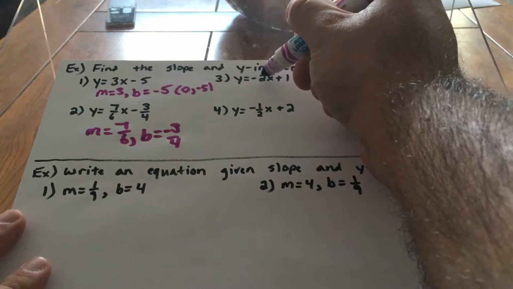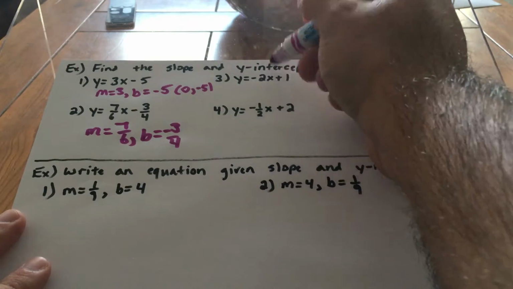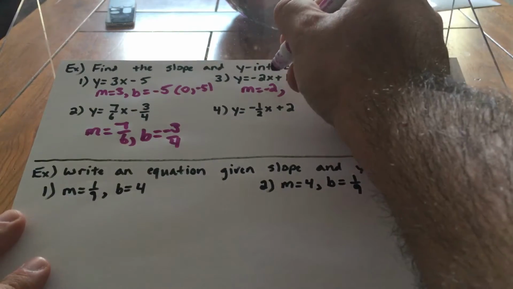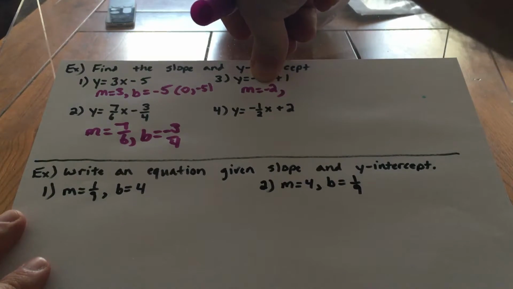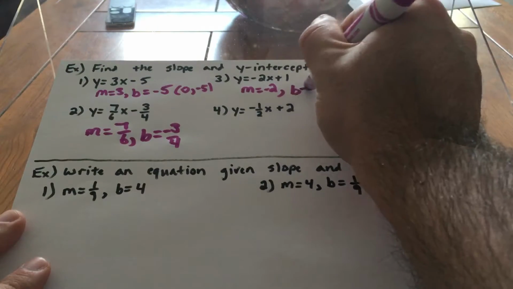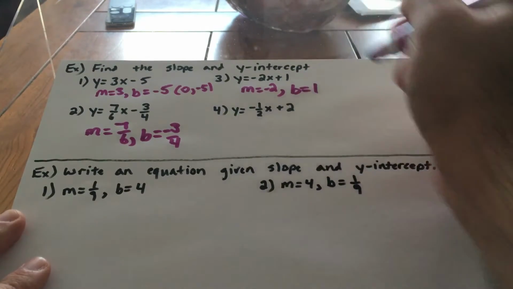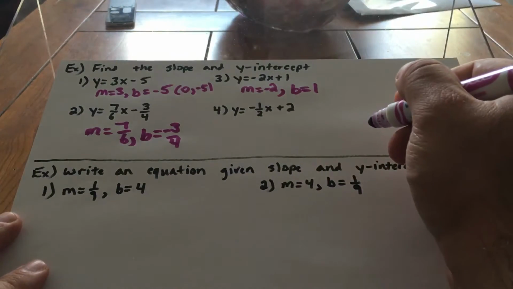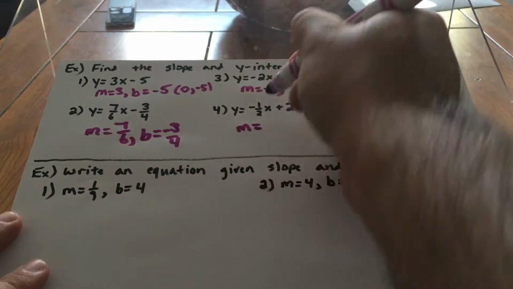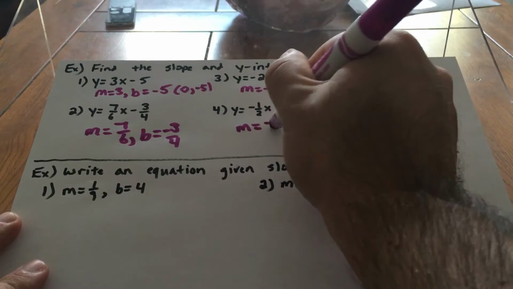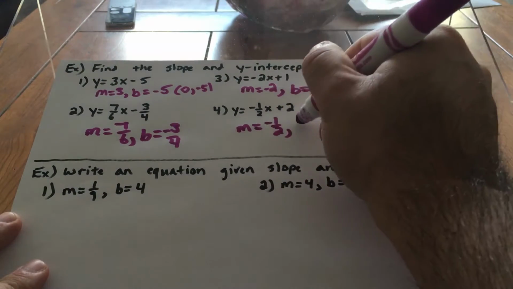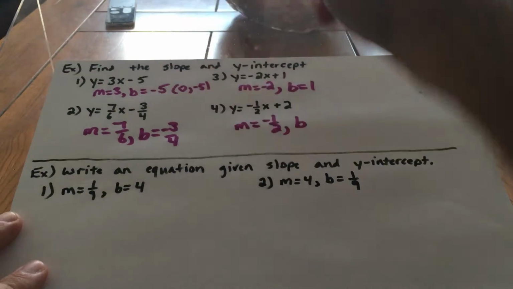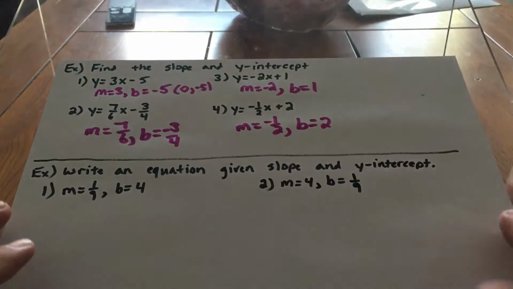All right. In number 3, the number with the x, that's m. So m is -2. If you put 0 in for x, that drops out, and you have y equals +1, so b is equal to 1. Final one here, y is equal to -1/2 x plus 2. Our m is the number that's with the x, so that's -1/2. And our b is what happens when we put 0 in for x, so that term drops out, and you get b is equal to 2.